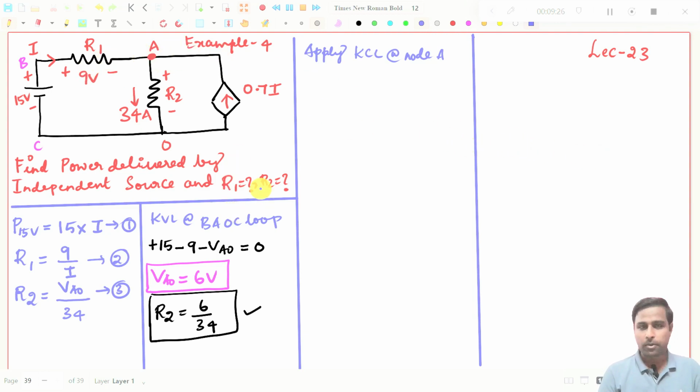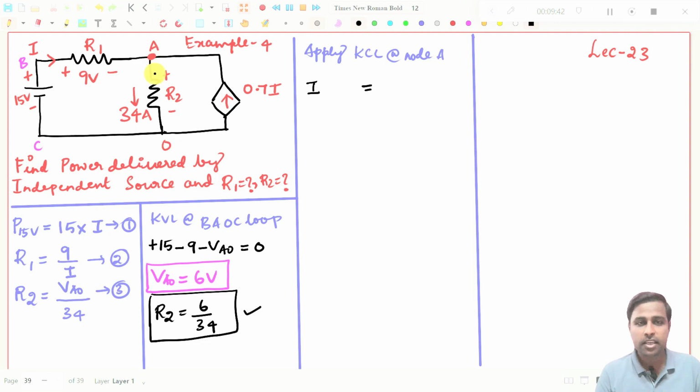So you apply it now. What will you get? You have to put an equal symbol. What is the current coming here? I is coming towards this node, right? See, I is coming towards this node, so I have to put it on the left hand side.